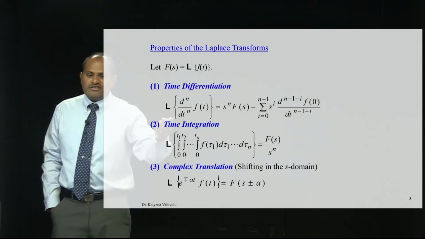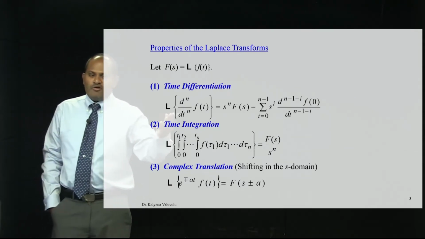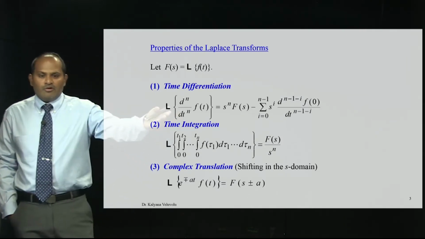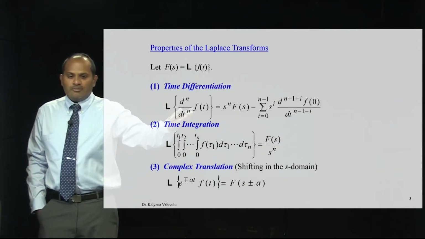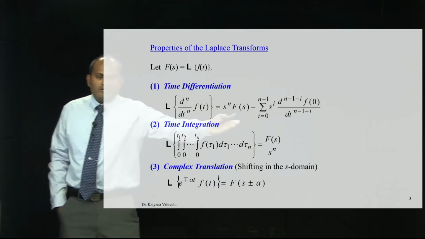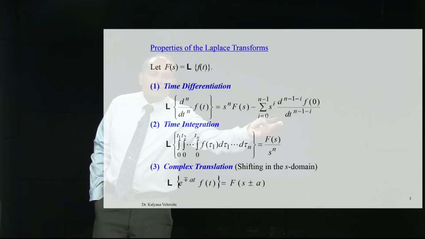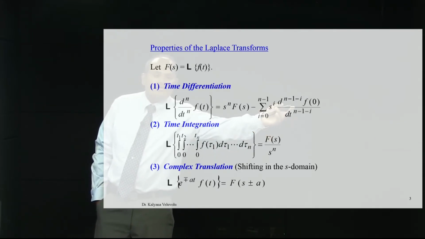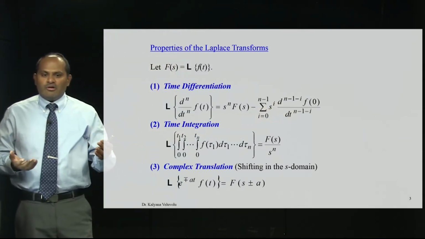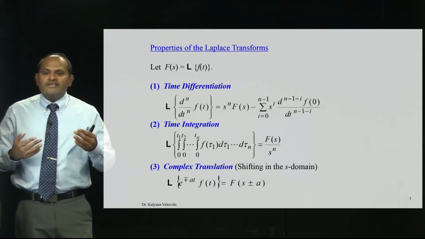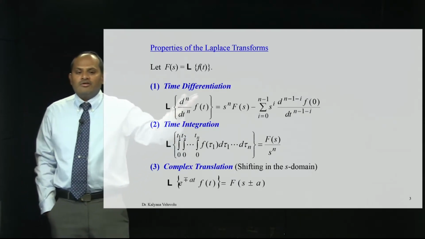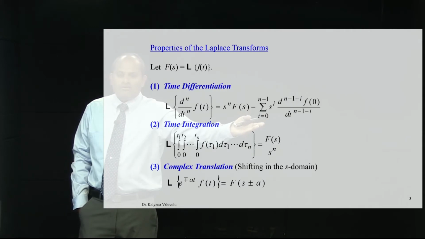Coming to time differentiation and time integration, suppose a function has an nth order differential. When we transform this function into the Laplace domain, the nth order differential will be just s power n times the function, and the rest of the terms you see here are because of the initial conditions. The f of 0 terms are the initial conditions. If you remember your mathematics, when you solve ordinary differential equations, we need the initial conditions. The same way, when we transform a time domain function into a frequency domain or Laplace transform, we need all the initial conditions.